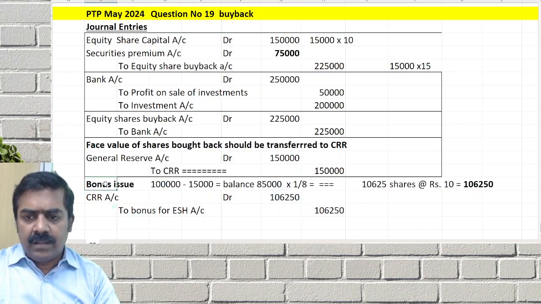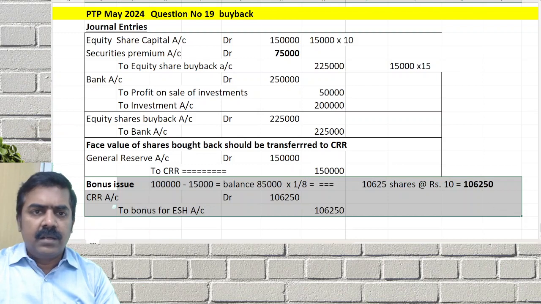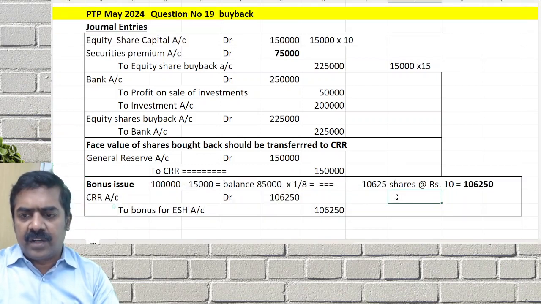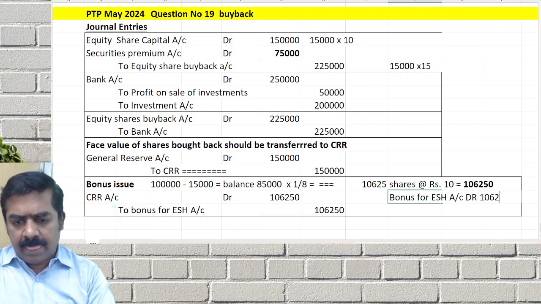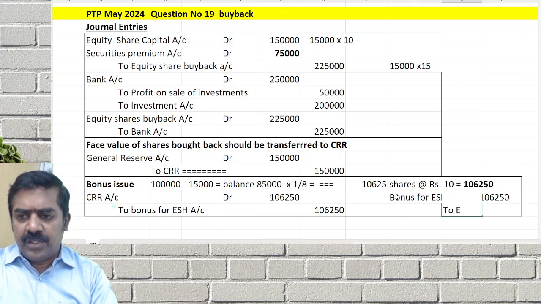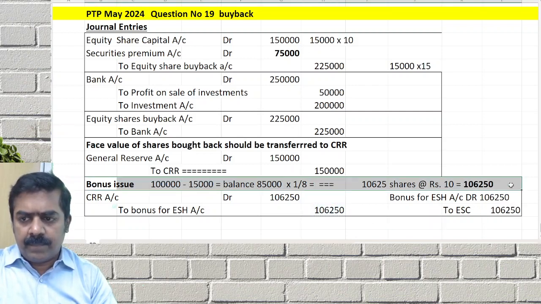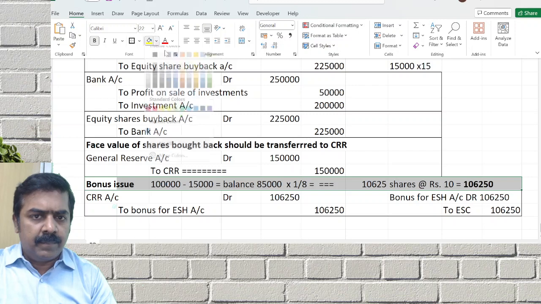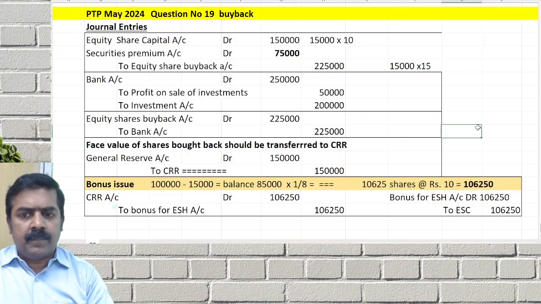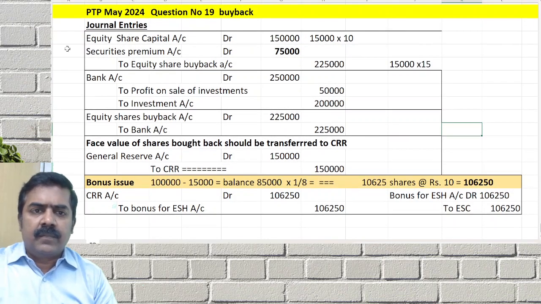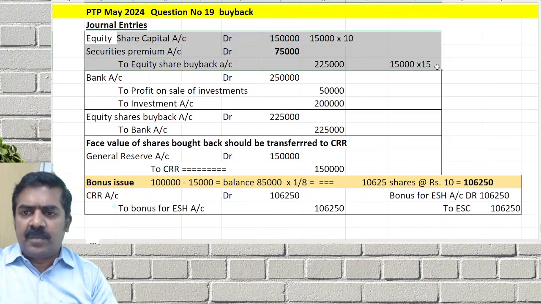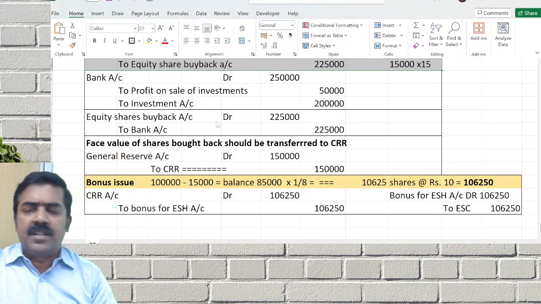Then allot the bonus shares. What is the entry for allotting the bonus shares? Bonus for equity shareholders account debit to equity share capital. It's not a tough question, a normal question only. You are just asked to pass which one? Journal entry.